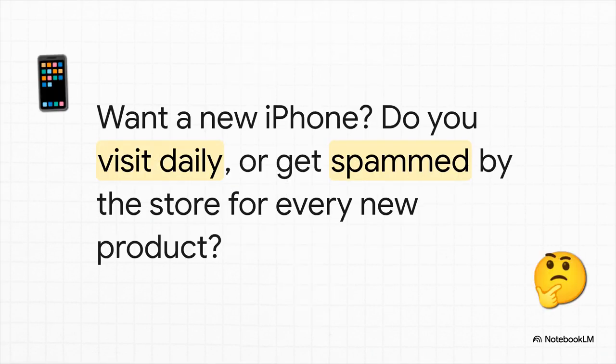Let's think about this with a super simple analogy. Let's say you really want that new iPhone. You've got two pretty bad options, right? You could waste your time and gas driving to the Apple Store every single day just to check. That's what we call inefficient polling. Or the store could just spam every single person on their massive mailing list every time any new product comes in. A new watch band? Spam. New laptop? Spam. Neither of those is a great system.